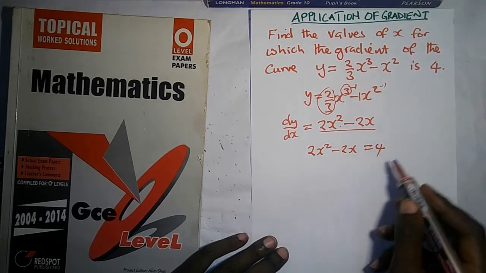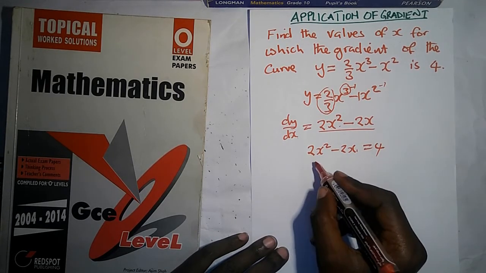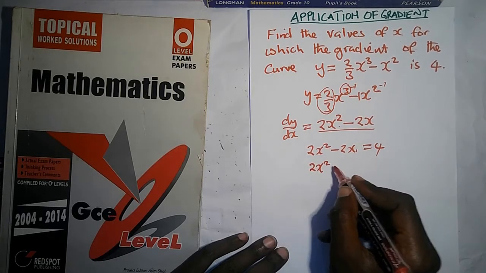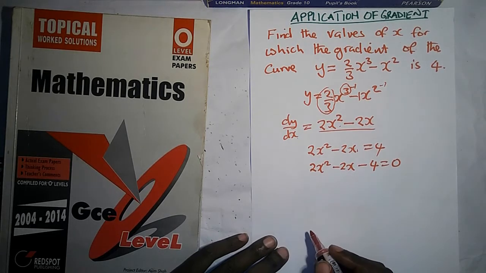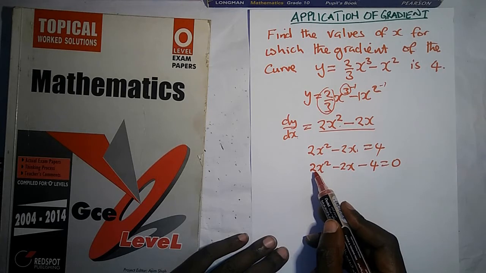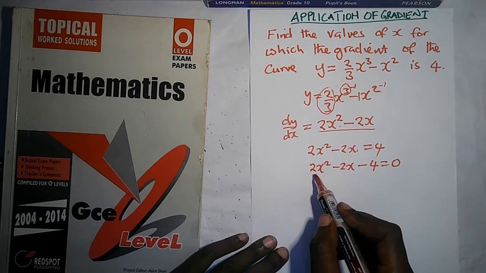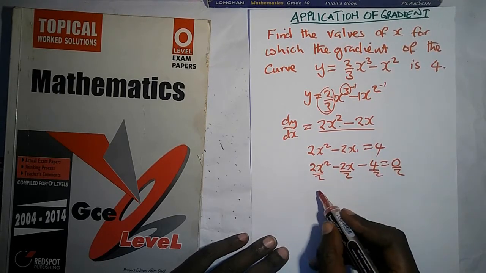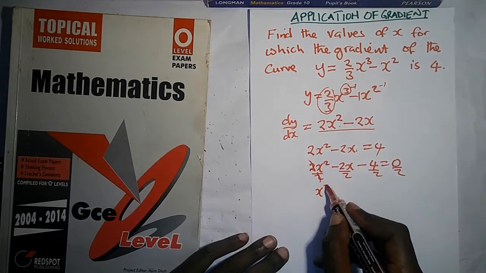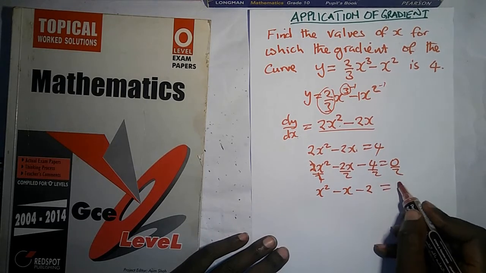And so here we have a quadratic equation, and so we have to move this 4 and bring it to the left side of the equation. We are going to have 2x squared minus 2x minus 4 is equal to 0. So we have a standard quadratic equation. Here we notice one thing, that 2 can be divided into all the numbers in the equation. So when you divide everything by 2, you are going to end up with x squared minus x minus 2 is equal to 0.